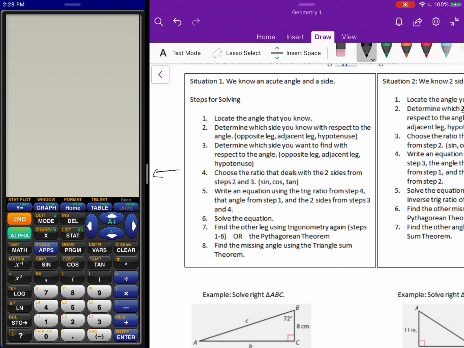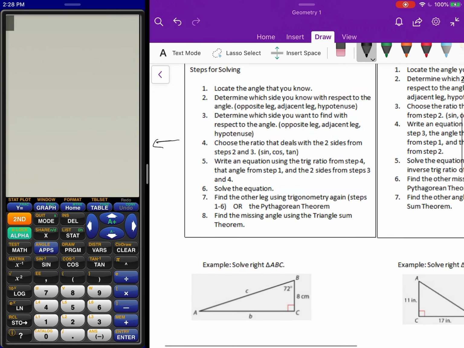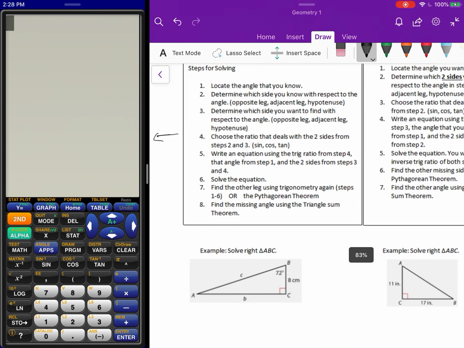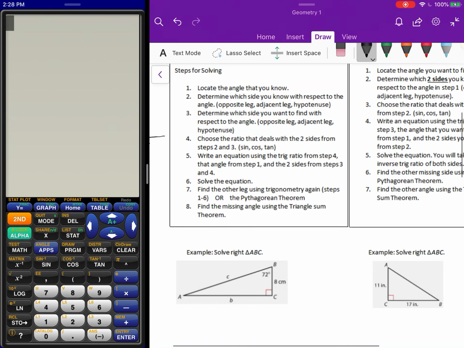So it looks like a lot of steps here for solving right triangles, and it is, but once you get the idea down, it becomes pretty simple. Solving a right triangle is finding all the missing parts. I will scroll back and forth to what we have here. We'll try to look at the whole thing right now. So locate the angle that you know. As you get better at this, you might do things in a different order, but for right now, I'm going to try to stay standard and follow these steps.